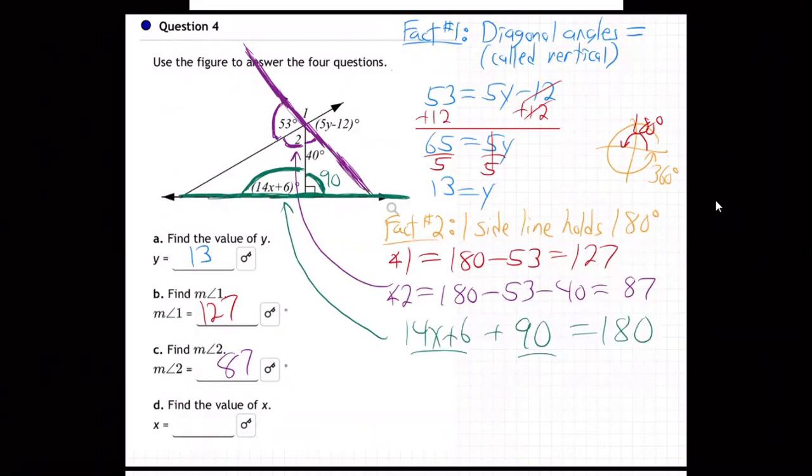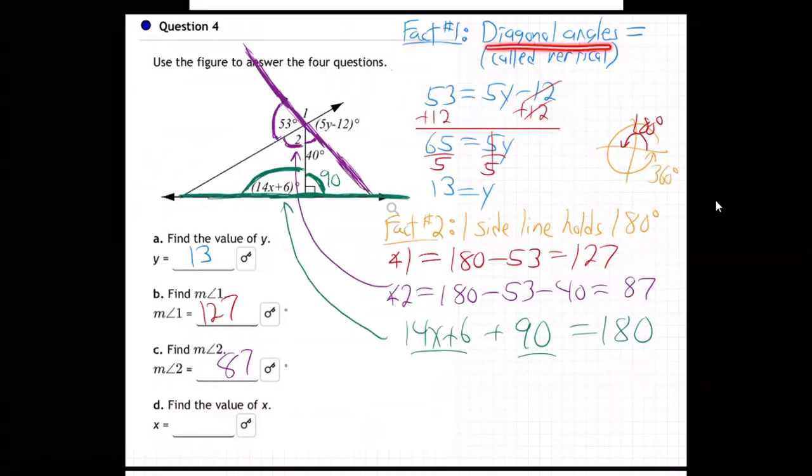Good question. Why did we put all 3 numbers like 14x plus 6 plus 90 equals 180, but when we did the y, mine was 78 equals 12y minus 6? Yeah, good question. For the y one, I wasn't adding them up to equal 180. That was a different fact.